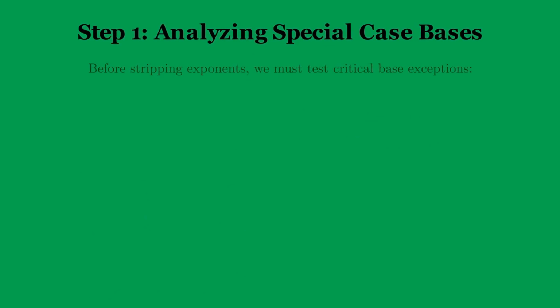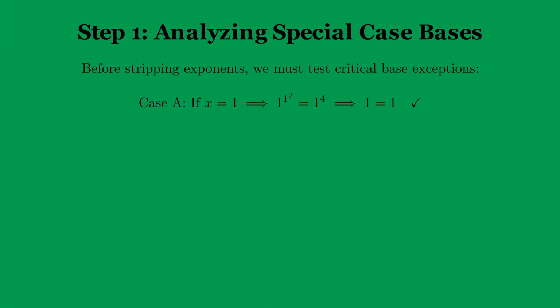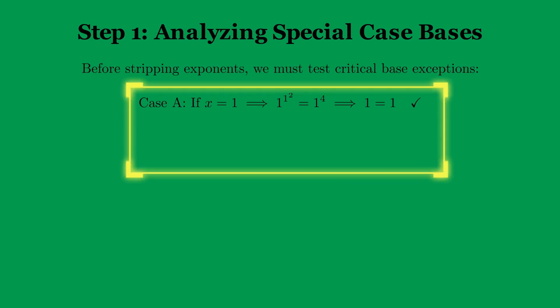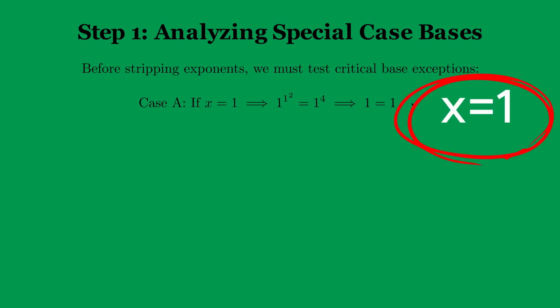Step 1. Check the special base cases. Let's begin with case A, where x equals 1. Substituting x equals 1 into the original equation gives 1 raised to the power of 1 squared equals 1 raised to the power of 4. Both sides simplify to 1 equals 1. Therefore, x equals 1 is a valid solution.